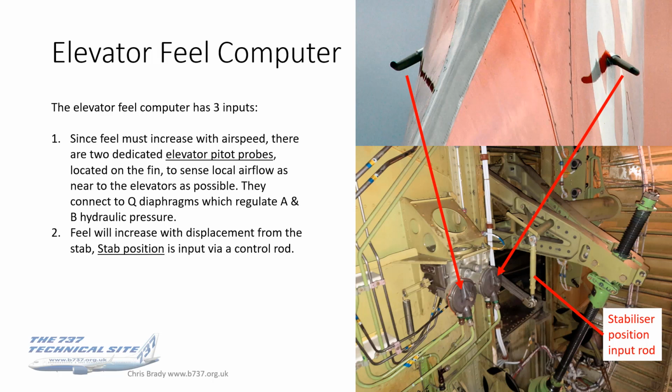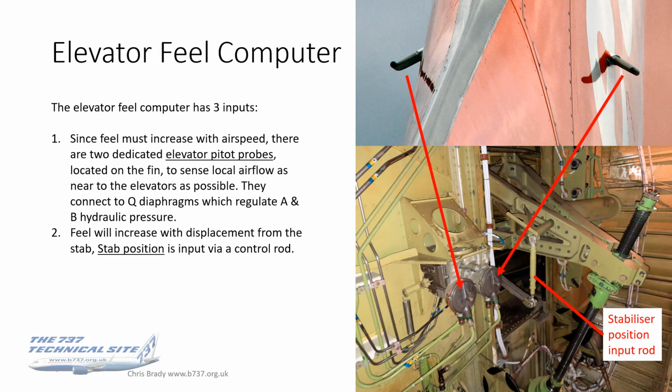The next input you're probably not aware of, and this is that the Q feel gets an input from the stabilizer position. So feel will increase with displacement from the stab. And again, if you stop and think about it, this is logical. The more you displace, the more you move the control column, you're displacing the elevators into the airflow, and that is what this part is trying to replicate.